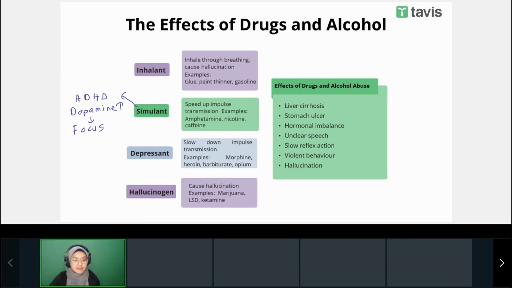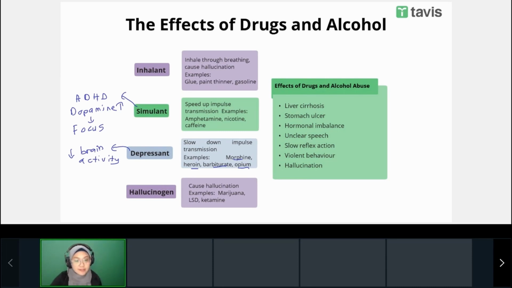Depressants slow down the impulse transmission. Examples: morphine, heroin, barbiturate, and opium. Depressants slow down the brain activity, the neurotransmitter activity, so the person that takes a depressant will become slightly relaxed.